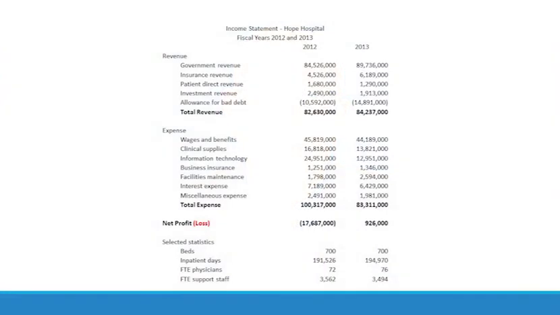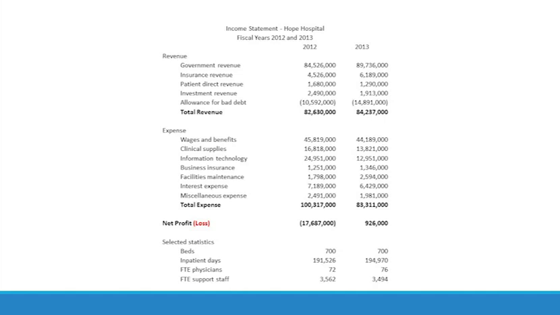An income and expense statement is read from the top to bottom with revenues in the first lines of the statement followed by expenses. At the bottom, profit or loss will be recorded. In this example, revenues increased from just over $82 million to $84 million, while expenses decreased from $100 million to $83 million. This means Hope Hospital moved from a $17 million loss to a $1 million profit in 1 year, a financial turnaround of more than $18 million.